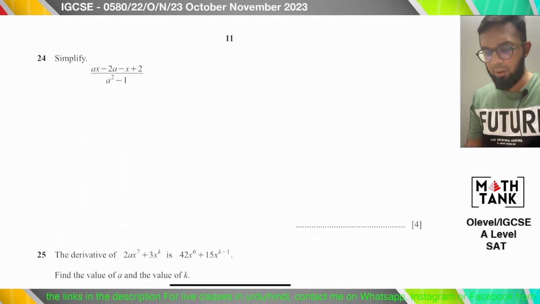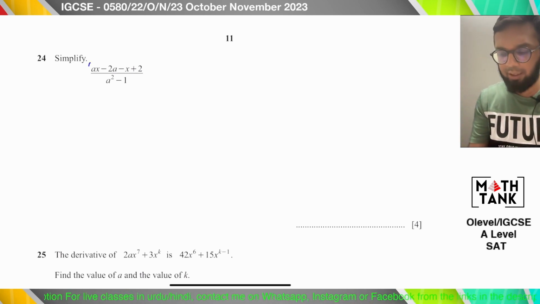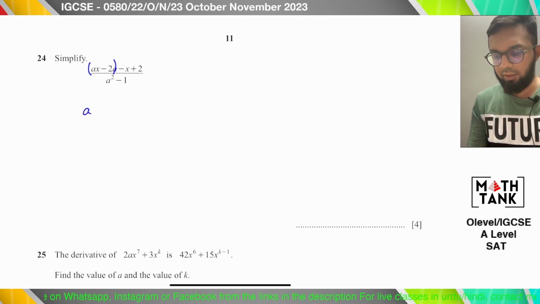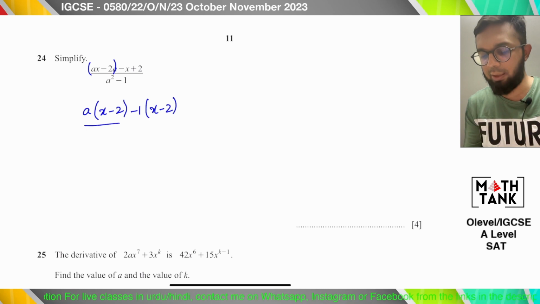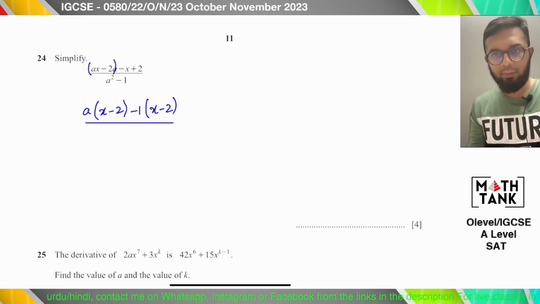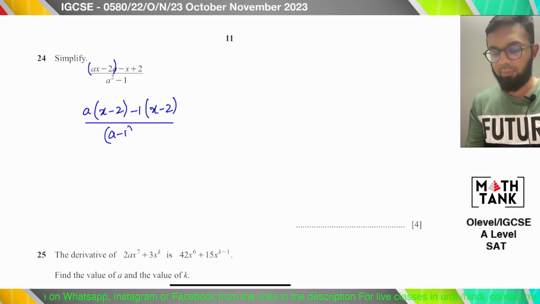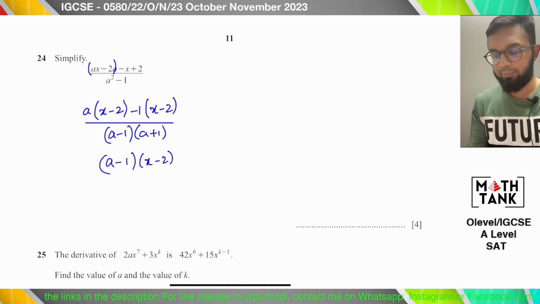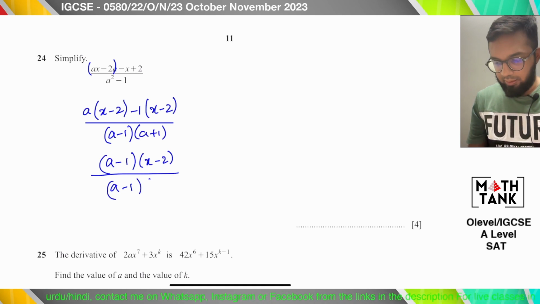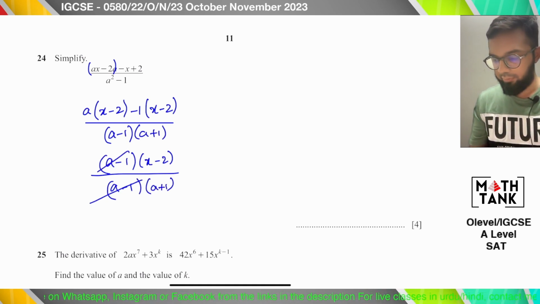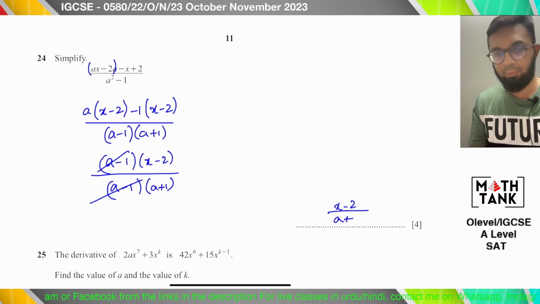Simplify. I see 4 terms in the numerator, so it's factorizing by pairing. That's the first pair. That's the second pair that I have, x plus 2. So what's common in the first pair? A. So I'm left with x minus 2. In order to make the brackets equal, I'm going to factor out a minus 1 and say that that is also x minus 2. The denominator is a difference of squares, so a squared minus 1 can become a minus 1 times a plus 1. So a minus 1 times x minus 2 over a minus 1, a plus 1, so x minus 2 over a plus 1.